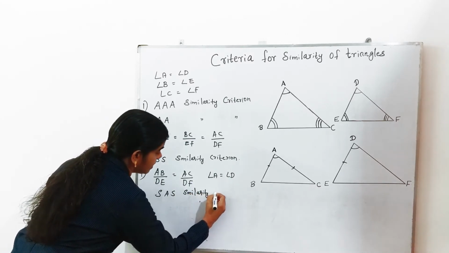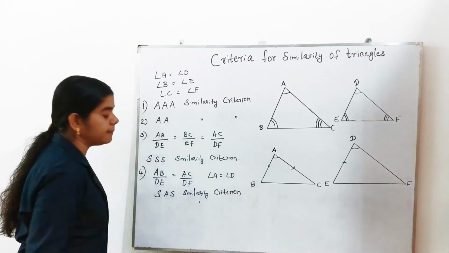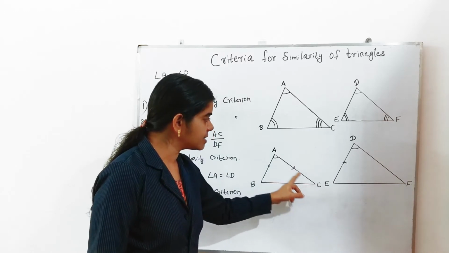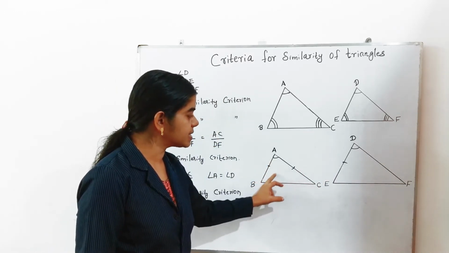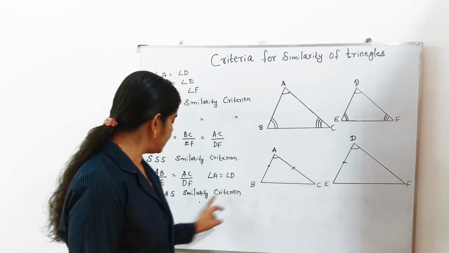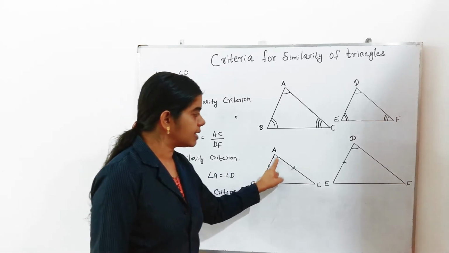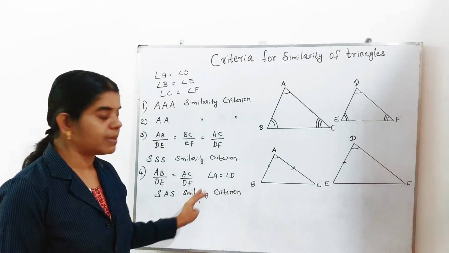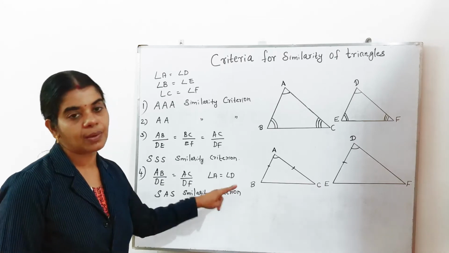SAS similarity criterion. Once again, AB by DE is equal to AC by DF, and these two sides ratio are equal. Corresponding sides AB by DE is equal to AC by DF and the including angle, that is angle A, is equal to angle D, then those two triangles will be similar. That rule is known as the SAS similarity rule.